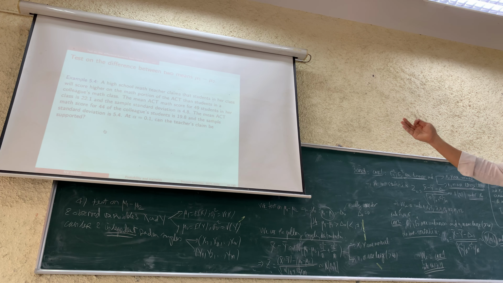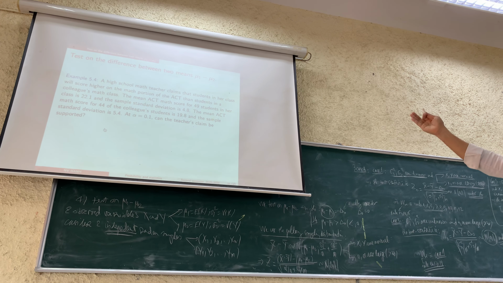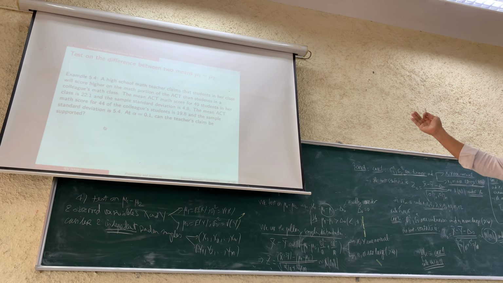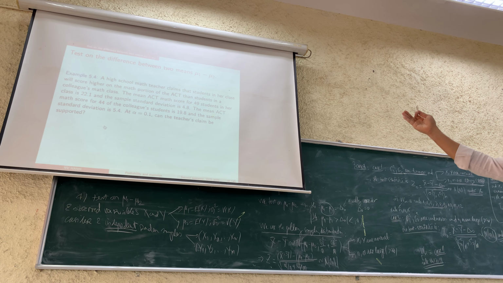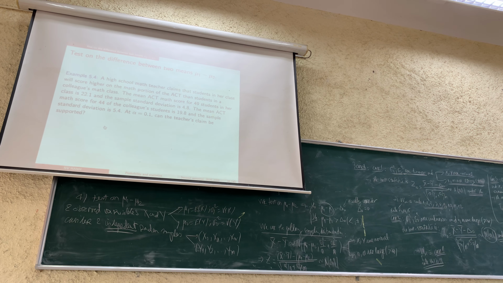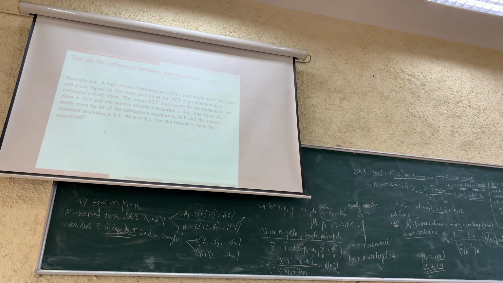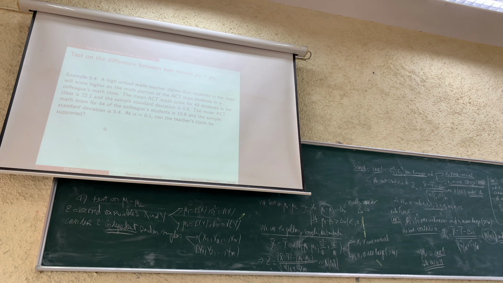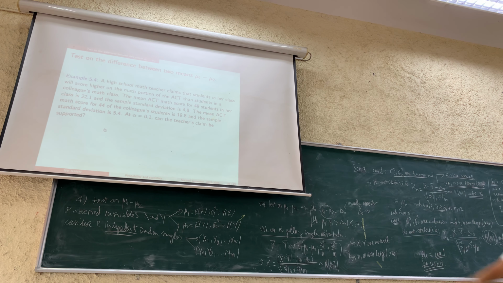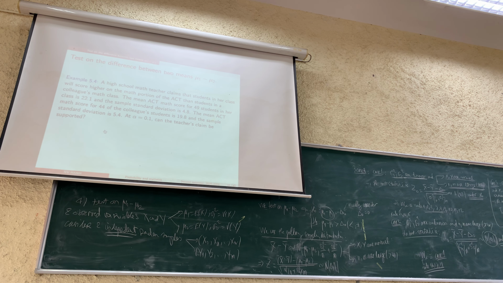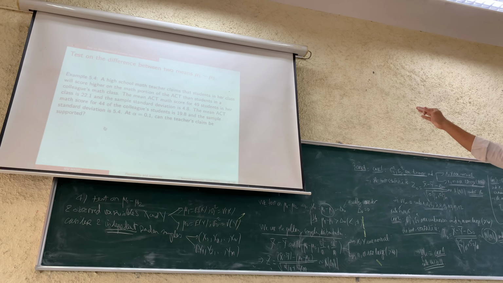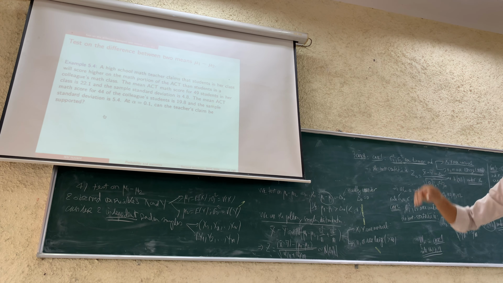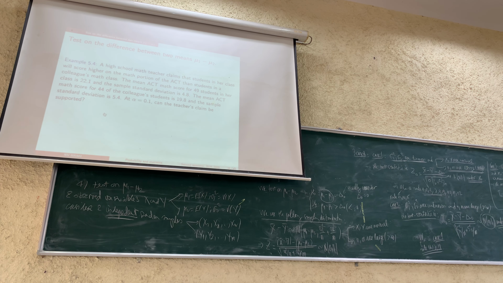We take two random samples. The first sample consists of 49 students in her class, and we observe the mean ACT math score of the 49 students in her class is 22.1, and the sample standard deviation is 4.8. The mean ACT math score for 44 college students is 19.8, and the sample standard deviation is 5.4. Research question: at alpha equal 10%, can the teacher's claim be supported?